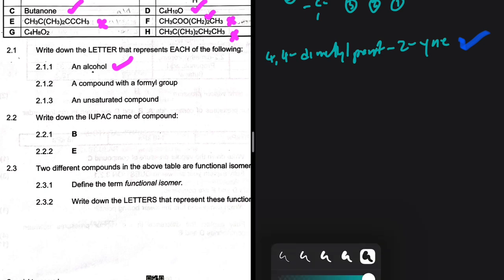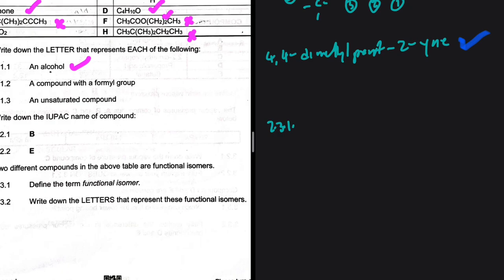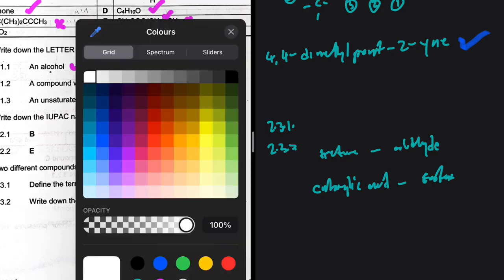Let's go to 2.3. So in 2.3, we're supposed to define the term functional isomer, right? So organic compounds with the same molecular formula, but a different functional group. And then 2.3.2, write down the letters that represent these functional isomers. So in our context, in our curriculum, we only have two pairs of functional isomers. We have ketone and aldehyde, right? And then we have carboxylic acids and esters, right? These are the two pairs that we have which can work as functional isomers.